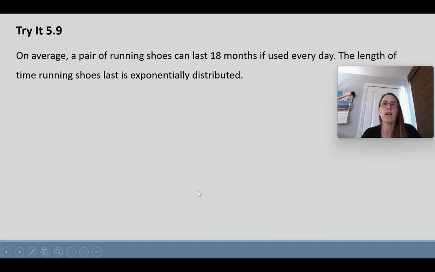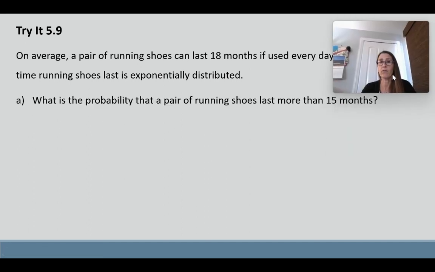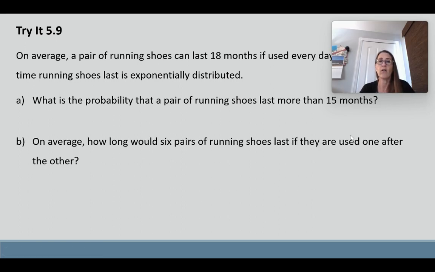So on average, a pair of running shoes can last 18 months if used every day. The length of time running shoes last is exponentially distributed. What is the probability that a pair of running shoes lasts more than 15 months? And on average, how long would 6 pairs of running shoes last if they are used one after the other?